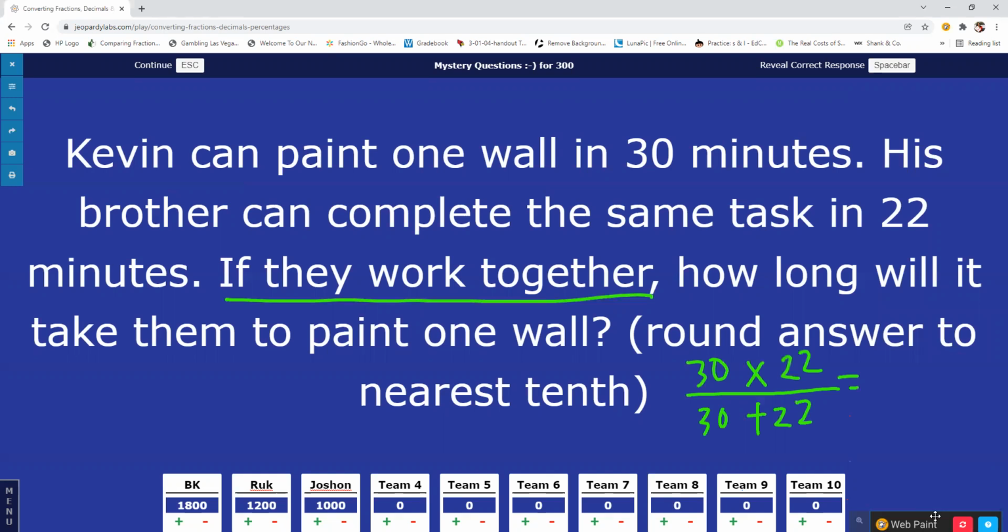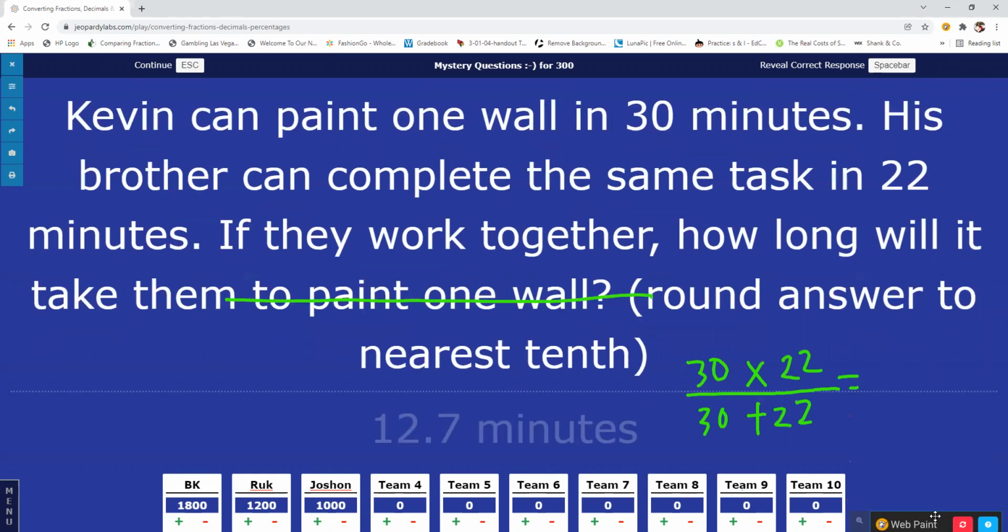So if we do 30, I ain't even supposed to. Right. The right answer was 12.7 minutes, but we still do the same setup. So if we do 30 times 22, you get 660. And then if you do 30 plus 22, you get 52.